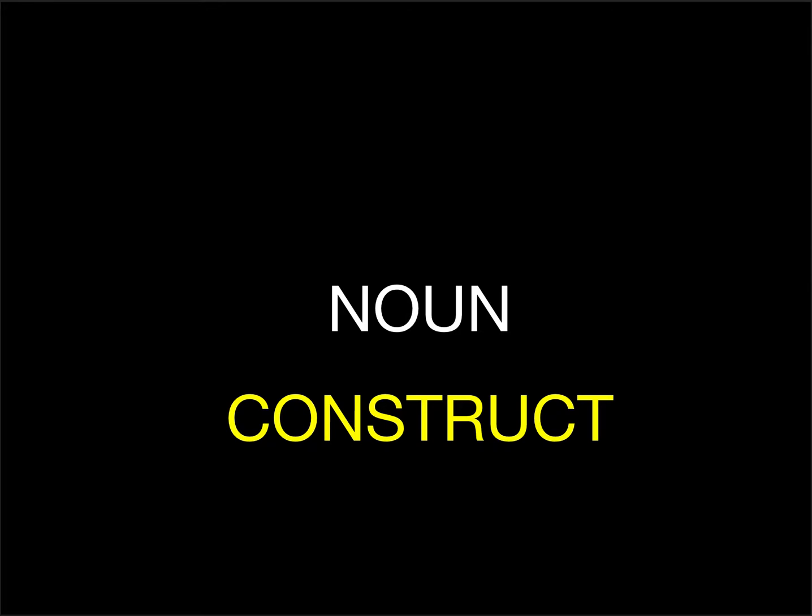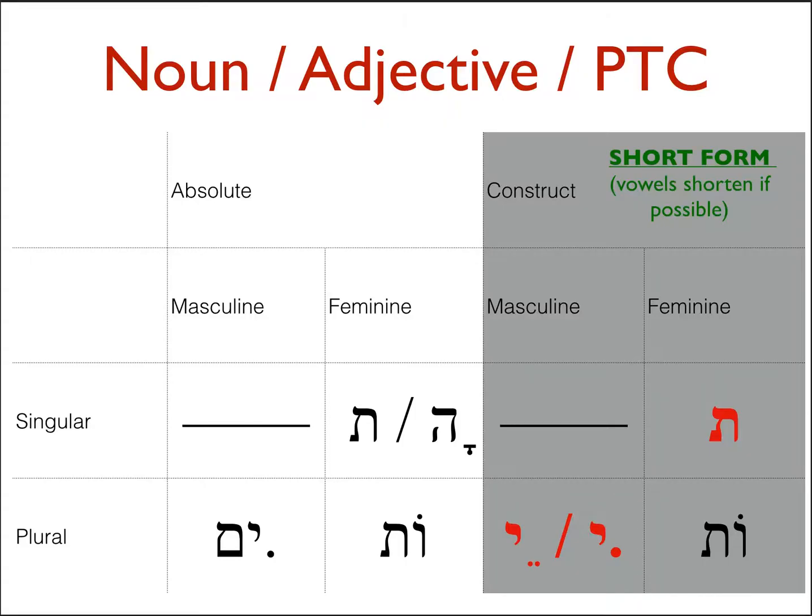This is a summary and all you need to know about nouns in construct form. You should already know nouns in absolute form and how they are translated and how they work. Nouns in absolute can be masculine and feminine, they can be singular and plural. Masculine singular nouns have no ending. Feminine singular nouns end with either a or t.